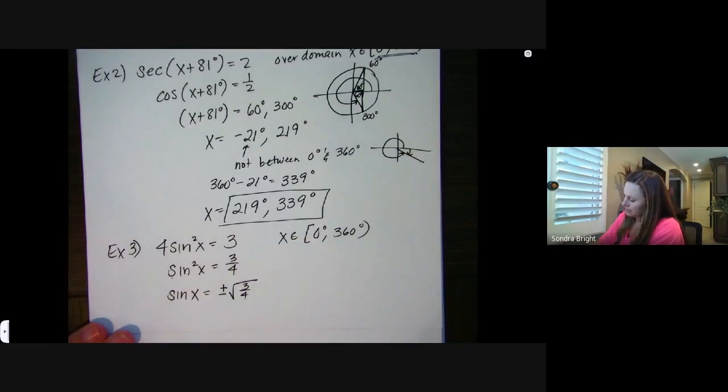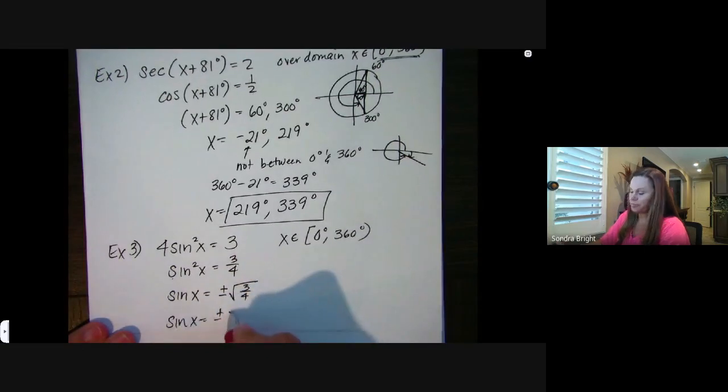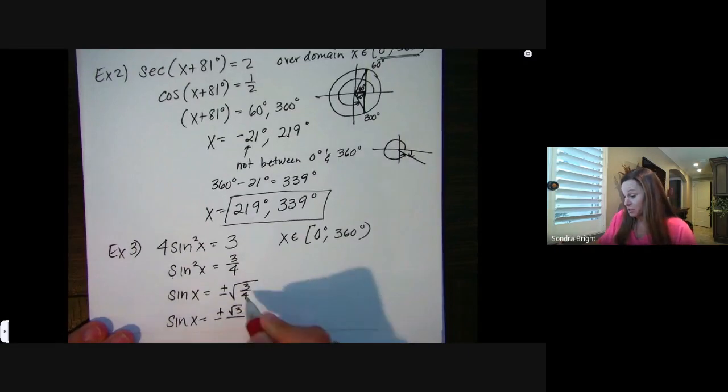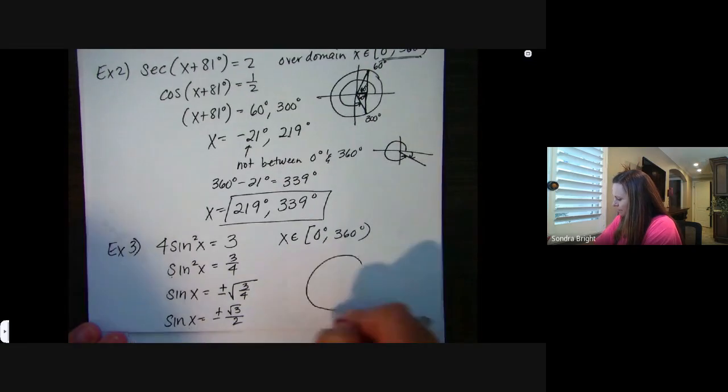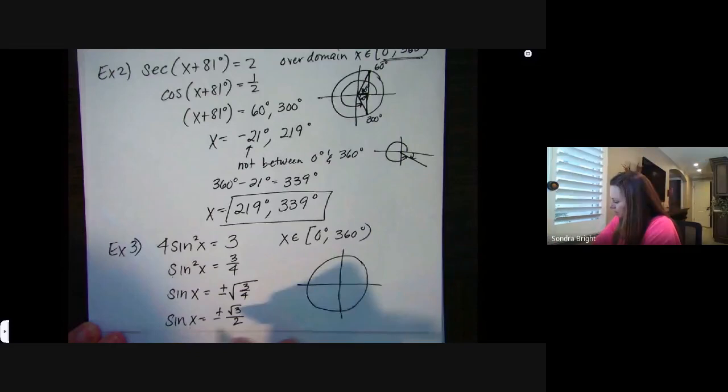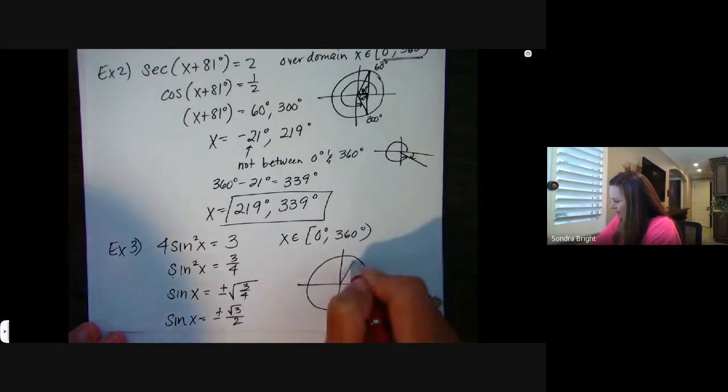Well, you can simplify that by saying it's plus or minus rad 3 over square root of 4, which is 2. You've memorized when the sine of an angle is rad 3 over 2. That's a special angle, one of the ones you memorized, right? When sine is rad 3 over 2, that's the tall triangle. So it's positive rad 3 over 2 here at 60 degrees.